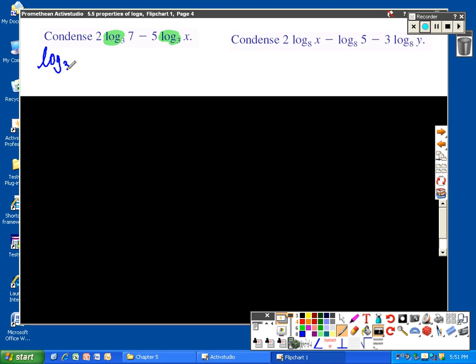And then I have to think about my rules. If it was 2 times, I'm going backwards. That meant this had to be a power. So it's log base 3 of 7 squared. Minus means to divide by, here again I got a power, x to the 5th, which can be simplified to log base 3 of 49 over x to the 5th. There's my value.